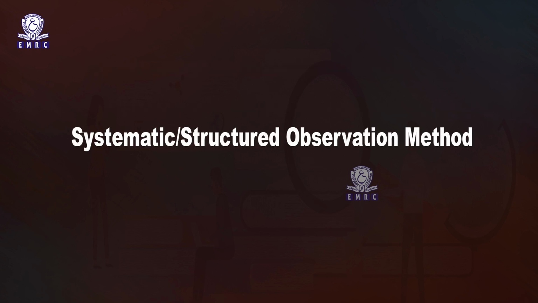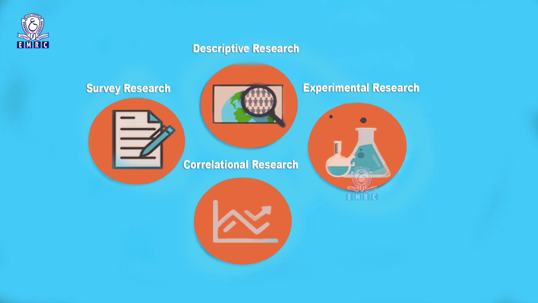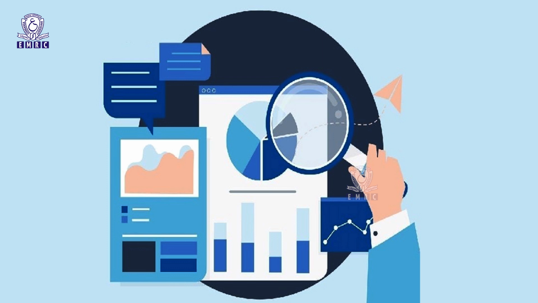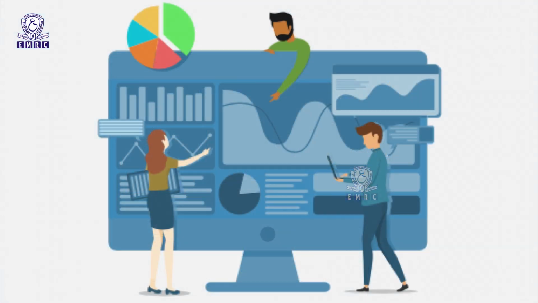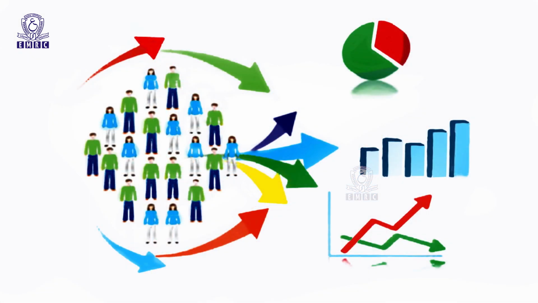Now let's get to the next method of observation, the systematic or structured observation method. In this method, a set of predefined rules and procedures is established before data is collected. The purpose of the study defines the rules or procedures of data collection. It is a type of non-participant observation where there is no interaction between participant and observer. It is quantitative in nature, hence it is called systematic observation.